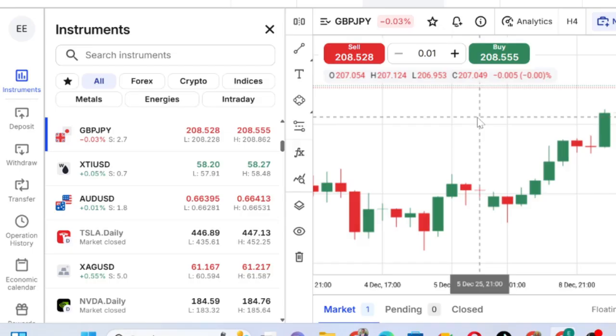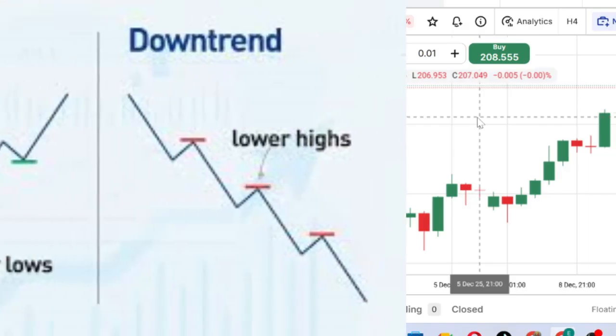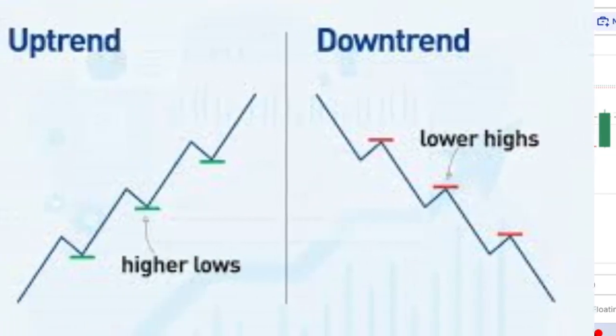What have I done so far? Let me explain it once again. The first thing I've done is identify the direction. That was the first thing I did. Identify the direction. So it's an uptrend.